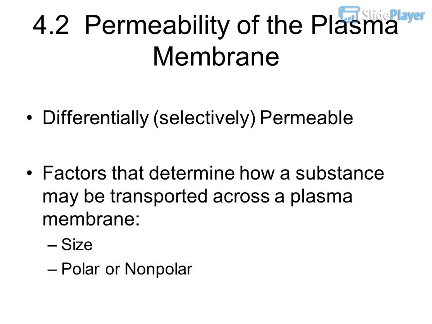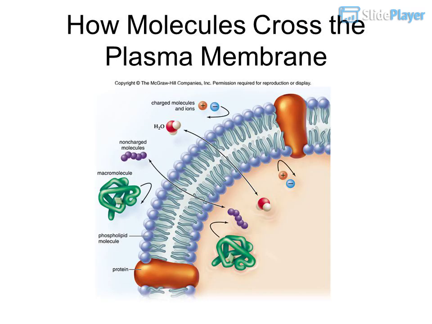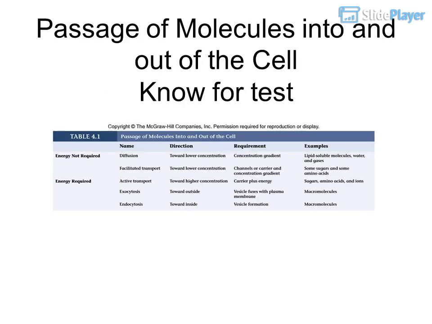4.2 Permeability of the plasma membrane. Differentially, selectively, permeable. Factors that determine how a substance may be transported across a plasma membrane: size, polar or nonpolar. How molecules cross the plasma membrane. Passage of molecules into and out of the cell.